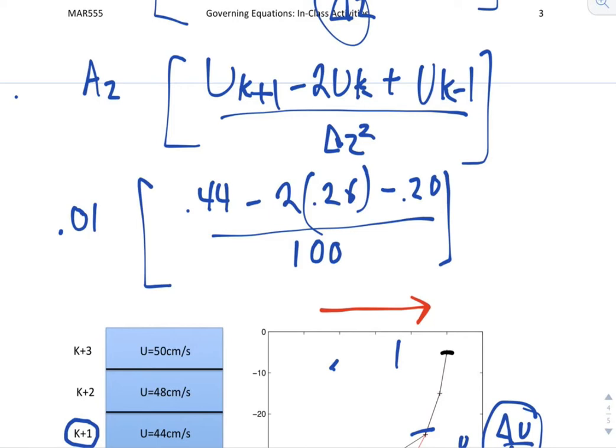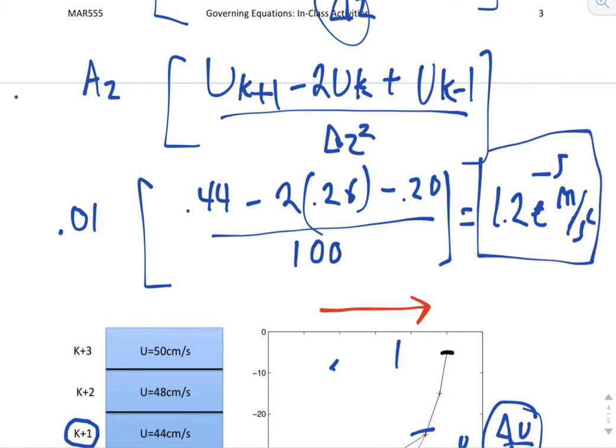Close this up. These are just numbers at this point, and my result is going to be 1.2 e to the minus 5. That's meters per second squared. It's an acceleration per second squared. Okay, so about the same order as we found when we looked at the Coriolis force, which is the kind of numbers we'll see looking at pressure gradients later. It works out in this problem. It is a positive acceleration.